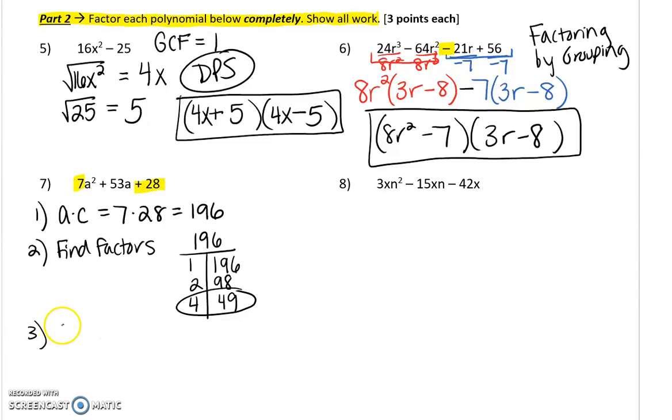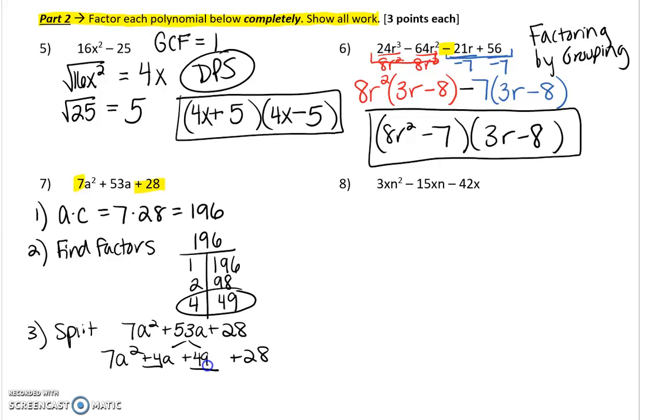So in our third step, this is where we're going to split the middle term. So I'm going to suggest that we rewrite the original trinomial, and the first term and the last term stay the same, but we're splitting that positive 53A now into a positive 4A and a positive 49A. The way we proceed is factoring by grouping. The GCF in that first group is A, and that leaves us with a 7A plus 4. Remember, that comes from dividing by the GCF.